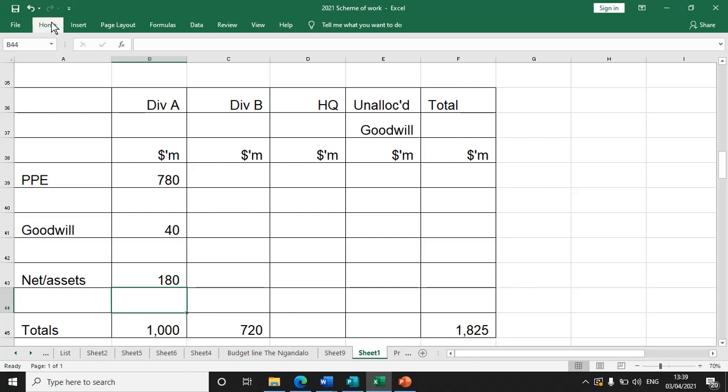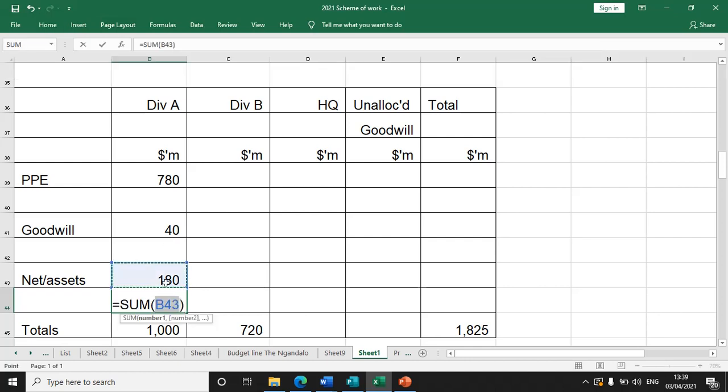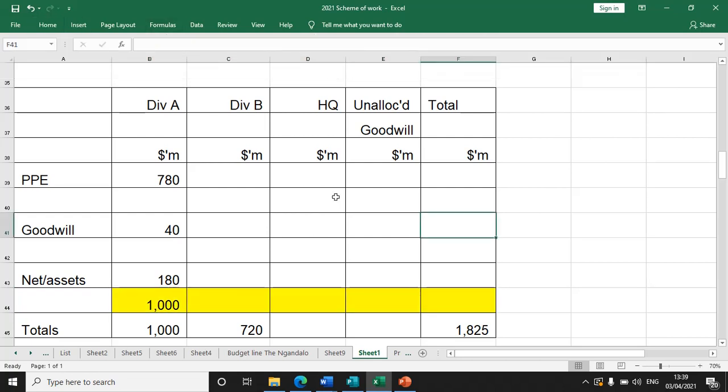So you want to check yourself if you are balancing, if you were to sum up all these amounts. I think you are. You can see the 1000 there, the 1000 there. Okay, let me just highlight that. All right, let's progress.